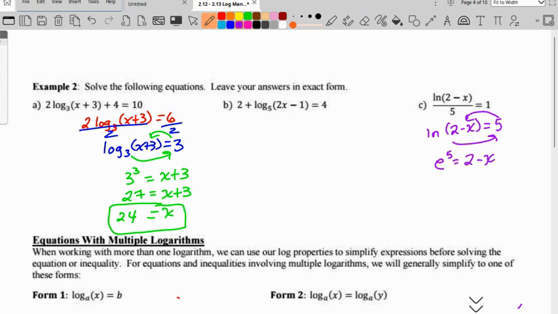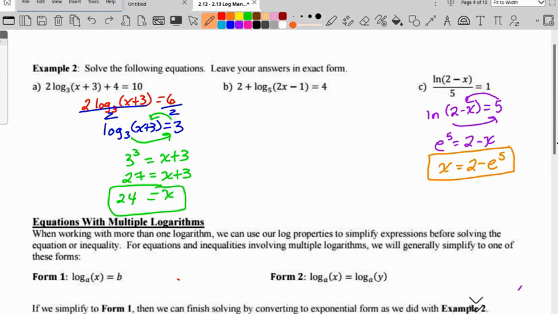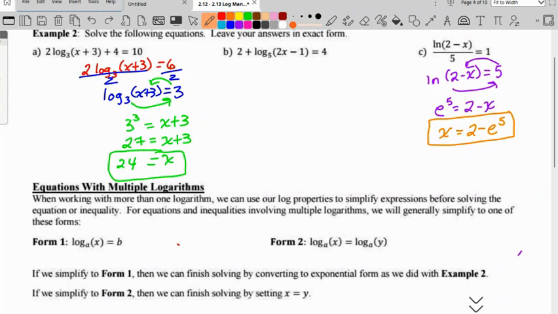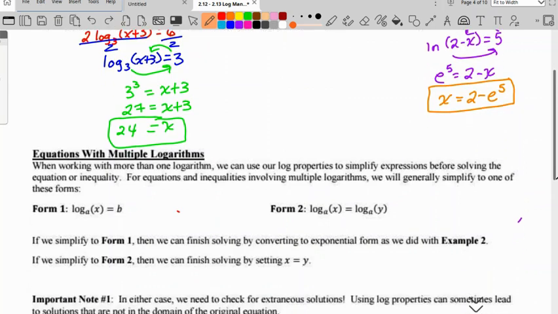Now this time we do have a little bit more work to do to finish solving for it. I'm going to add x to both sides and then subtract the e to the 5th. So I get x equals 2 minus e to the 5th. And we're leaving it in exact form. Okay, so not too bad. It's nice to actually just be doing some kind of regular equations. I think the log properties, exponential properties, I think those are kind of fun to play with and work with. So hopefully you'll enjoy solving those equations as well.